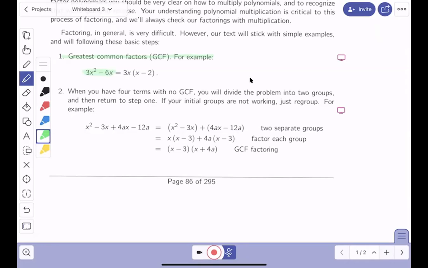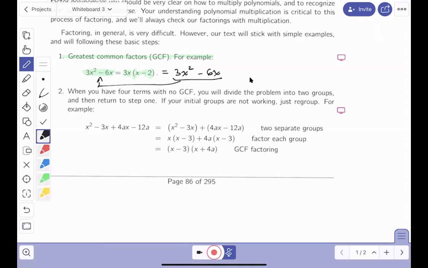Between 3 and 6, I hope you realize 3 would be the greatest common factor. Between x and x squared, x would be the greatest common factor. Then what's left over? This over here. I've got to tell you, though, you still should check this. What's 3x times x? 3x squared. And what's 3x times minus 2? Minus 6x. Is this identical to this? Yes, it's the correct first step.